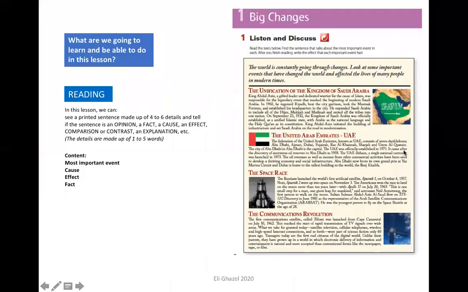The first question that we always need to ask ourselves is, what are we going to learn and be able to do in this lesson? So this lesson is going to focus mainly on reading. And in this lesson, we can see printed sentences made up of 4 to 6 details and tell if the sentence is an opinion, a fact, a cause and effect, comparison, contrast, and all of them. But we always use the same approach, we just change the content. So the content of today's lesson is sentences that we can tell are most important event, cause, effect, and fact.